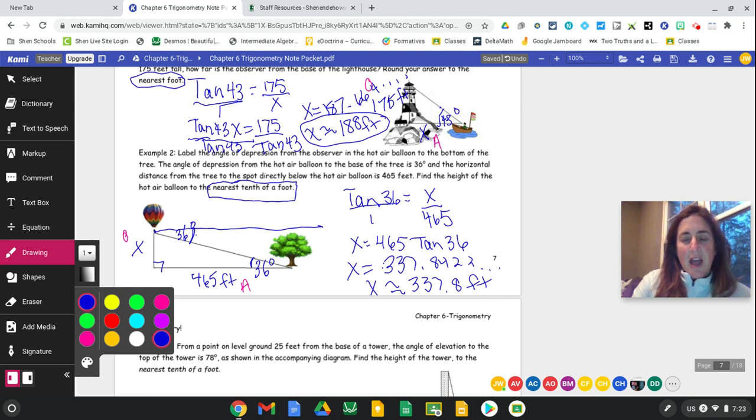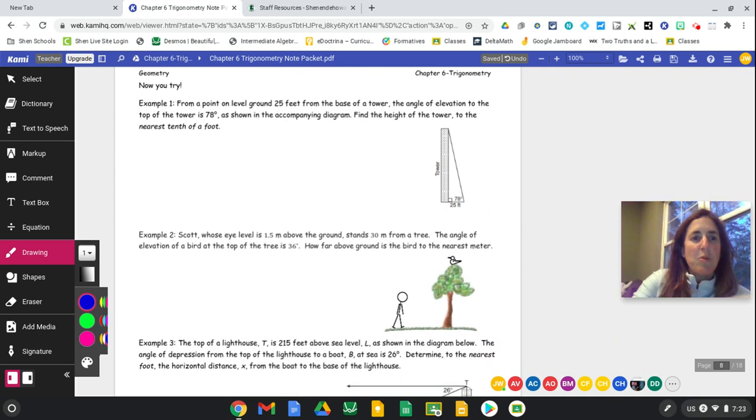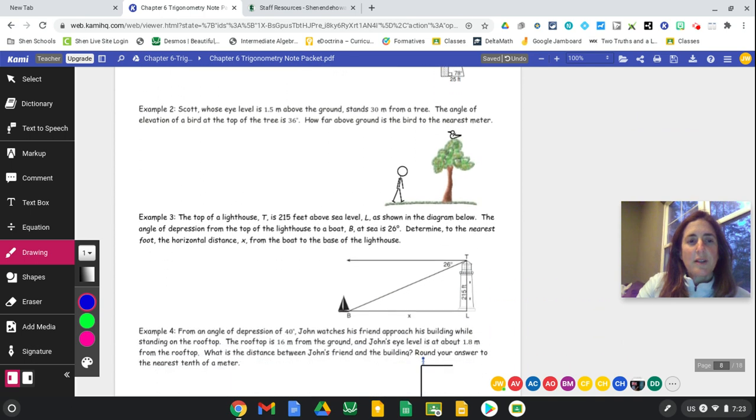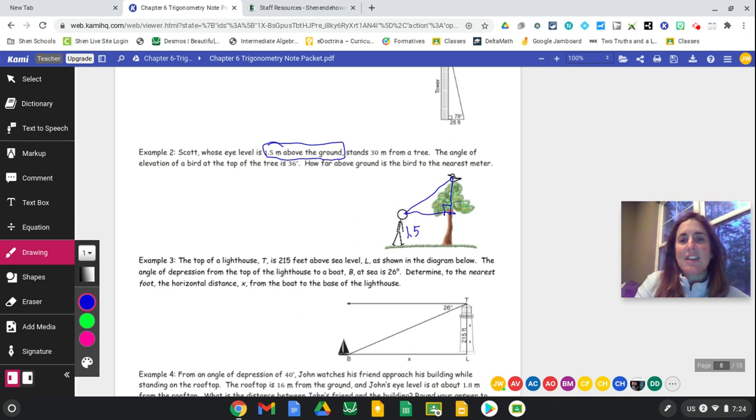So what you're going to do now is you're going to try these 4 examples here. Example 1, 2, 3, and 4. 2 and 4 are a little tricky. Read this carefully. Scott is 1.5 meters above the ground on example 2. So that means his line of sight has to come from his eyeball up to the bird. And this distance here is 1.5. So when you're using your right triangle, it's actually up here in the sky. Then when you get done with your problem, you're going to add in that 1.5.